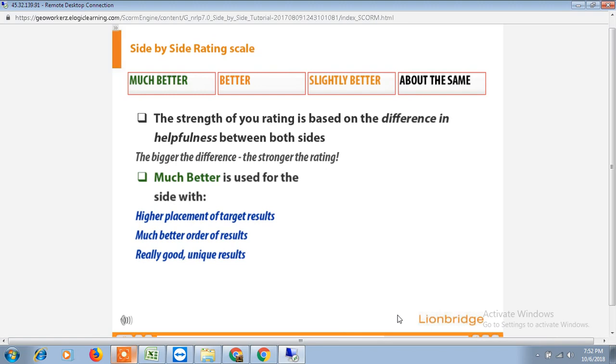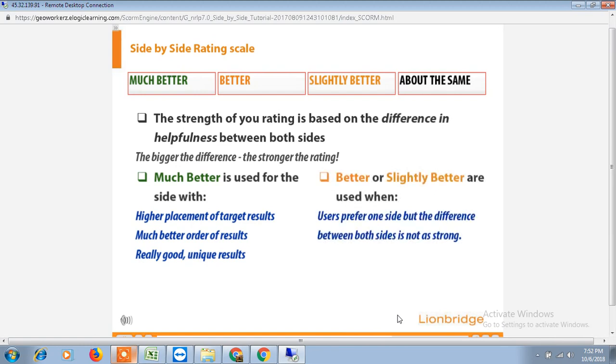For example, the rating much better should be used when the user would have a much easier time accomplishing his or her goal or finding information. Higher placement of target results, much better order of results, or really good unique results could be reasons for assigning a much better rating. Better or slightly better ratings are used when users will clearly prefer one side over another, but the overall difference between both sides is not as strong as it might be for a much better rating.